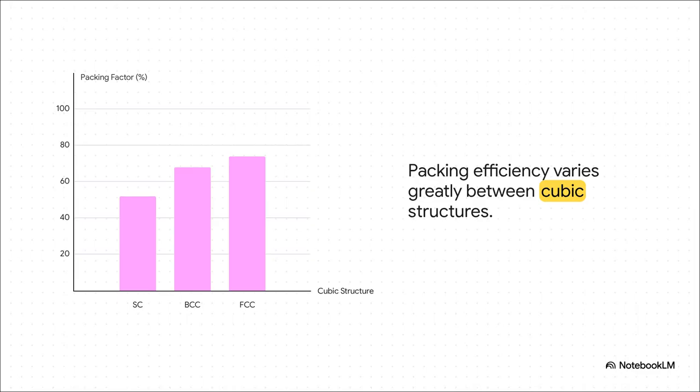And when you actually look at the numbers, the differences are huge. That simple cubic structure, the primitive one, it's only 52% full. That's almost half empty space. Just wow. But the body-centered one, with that extra atom, it jumps all the way up to 68%. And then there's one called a face-centered cubic. That one gets up to an incredible 74% efficiency. That's literally the tightest you can pack a bunch of identical spheres.